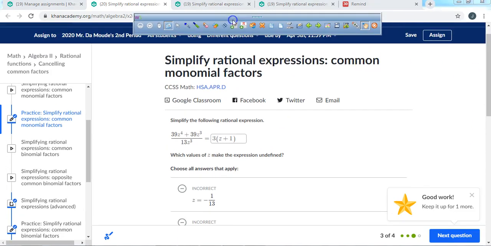Alright, we're going to be doing more complicated problems in the next video, but right now you got to learn how to factor out what's called common monomial factors, which are factors that are common to both the numerator and the denominator.